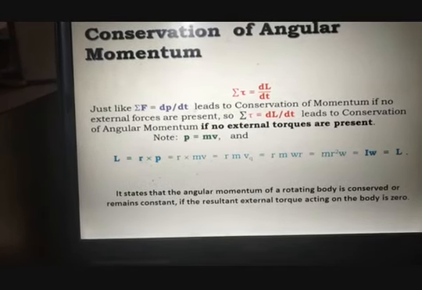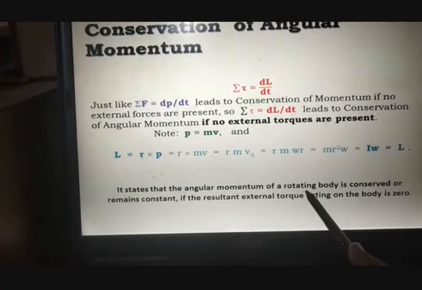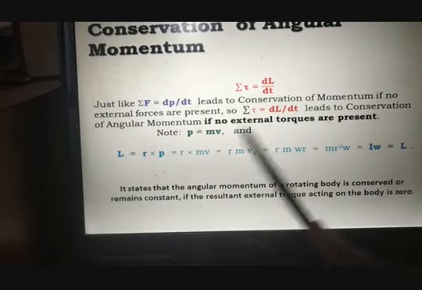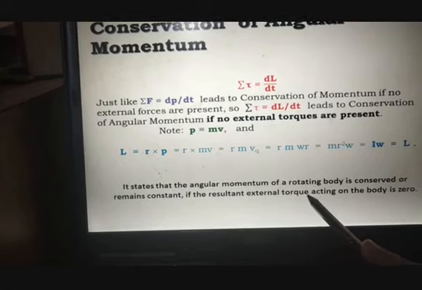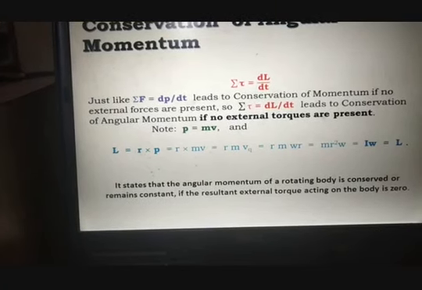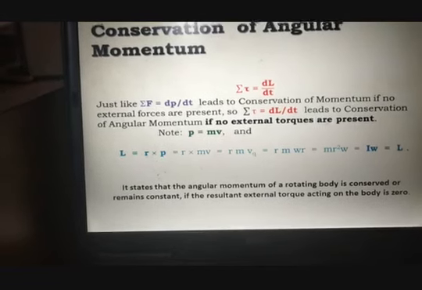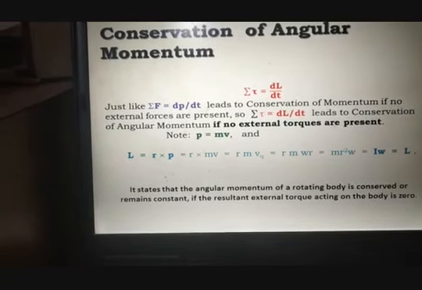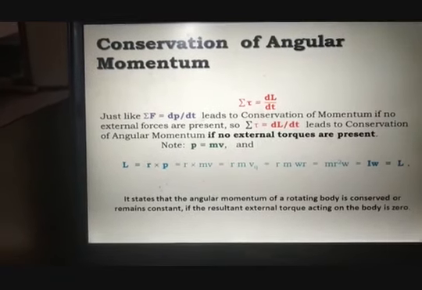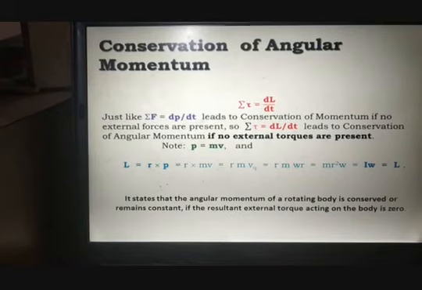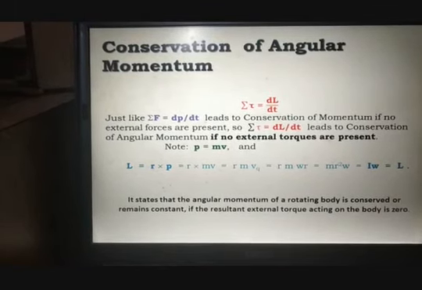The statement of the law is given here: angular momentum of a rotating body is conserved, or remains constant, if and only if the external torque acting on the body is 0. I will explain this in more detail in the examples so that you can understand immediately what it means. Before that, we will now prove this law. So let us start with the derivation.